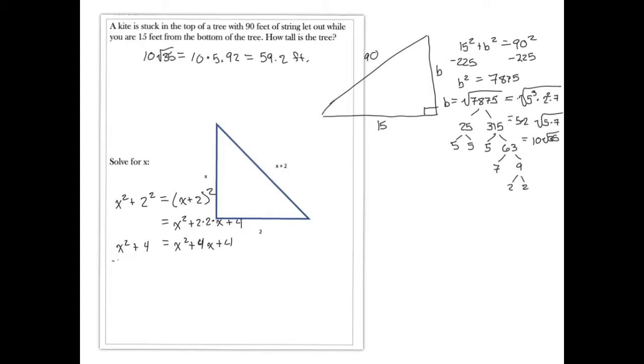Okay, so now we're going to get everything to one side. So we get 0 is equal to 4x, which in this case tells us x is equal to 0. So honestly, that really doesn't make a lot of sense because you wouldn't have a triangle. So when we solve for this, we would say that it's no triangle, or not possible.